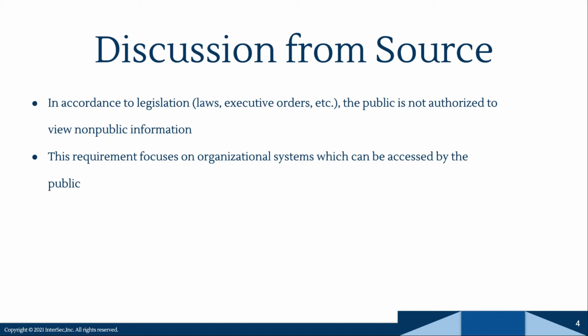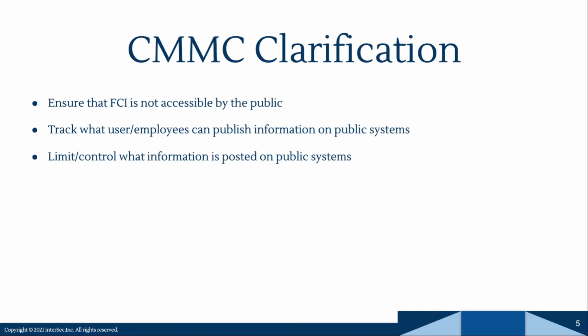Here, we're going to focus on legislation, which specifically says that the public is not authorized to view non-public information. This is going to be focusing on your organizational systems that can be specifically accessed by the public, whether it be your website, a product you offer, or any other good or service that the public can access. In the CMMC point of view, this means that you ensure that federal contract information, or FCI, is not accessible to the public by any means.